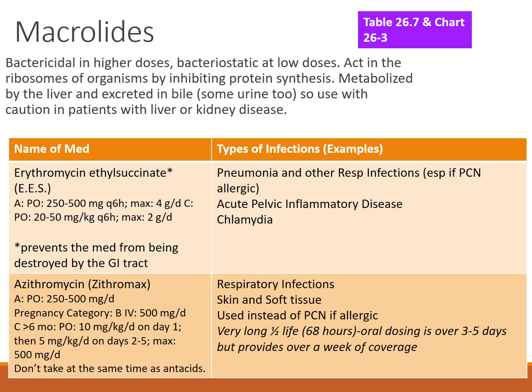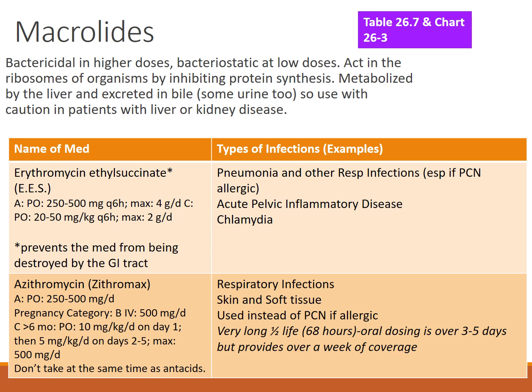Then we have the macrolides. In higher doses, they're bactericidal, and at lower doses, they're bacteriostatic. They act in the ribosomes of the organisms by inhibiting protein synthesis, right? These are metabolized by the liver and excreted in bile, a little bit in urine too. So you have to be very careful in patients with impaired liver or kidney disease. All right, so just be careful, especially with the liver disease.